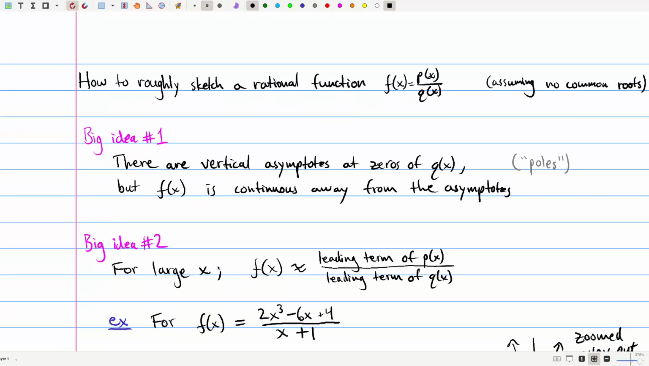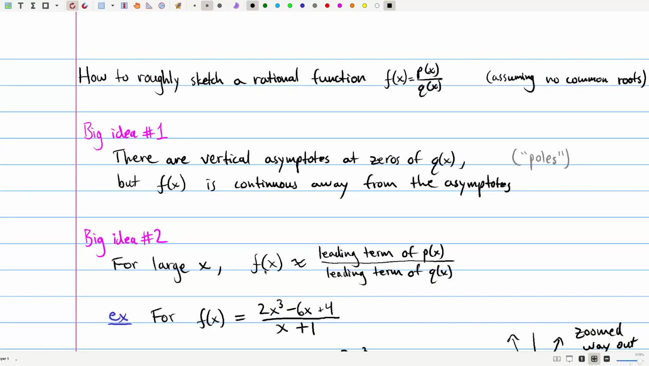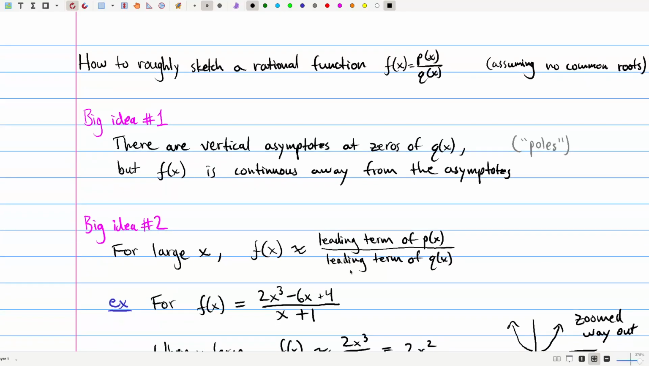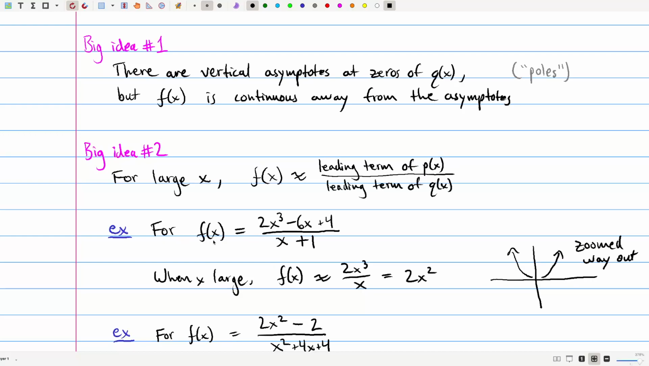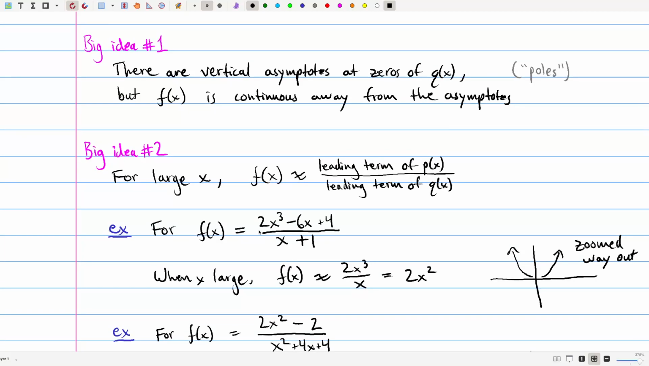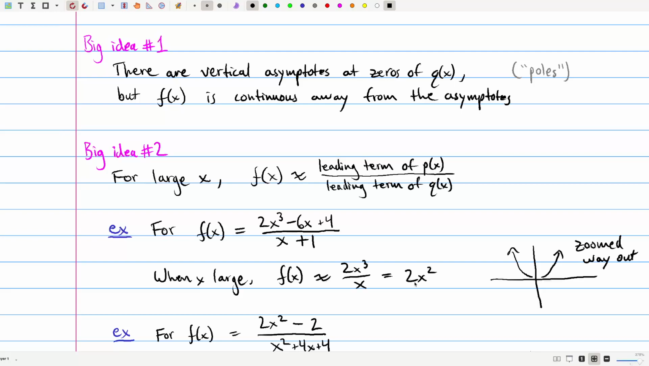Big idea number 2 is that for large x, the function can be approximated by taking the leading term of p of x divided by the leading term of q of x. This is like for just polynomials, where you can approximate them for large x by just the leading term, but we have a quotient of polynomials, so we can take the quotient of the approximations. So let's look at an example. f of x is 2x cubed minus blah, blah, blah over x plus 1. When x is large, the leading term is 2x cubed for the numerator and x for the denominator, and that gives us an approximation, which simplifies to 2x squared.